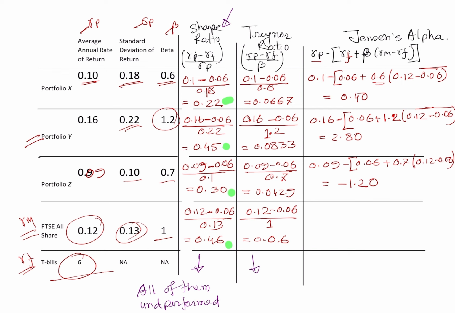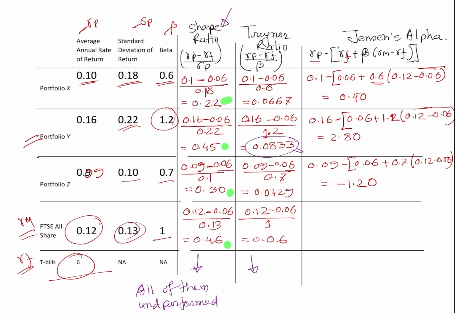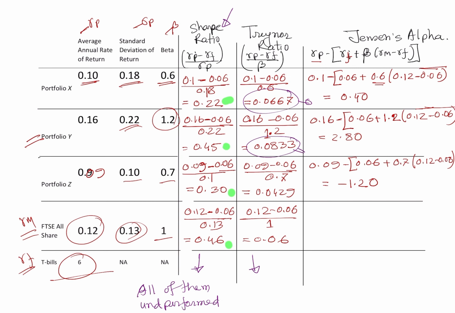Now, if you're looking into the Treynor ratio, let's see which one is a bigger number. So 0.6, this is a bigger number, right? So this is overperformed. We are comparing with the market Treynor ratio. So I can see X and Y outperformed. However, Z underperformed.